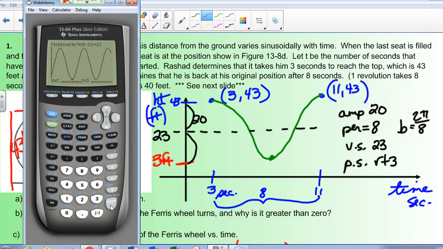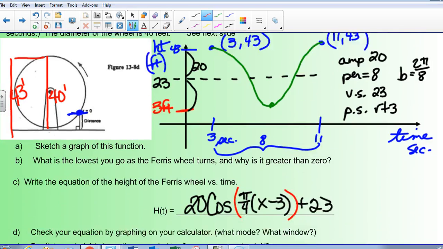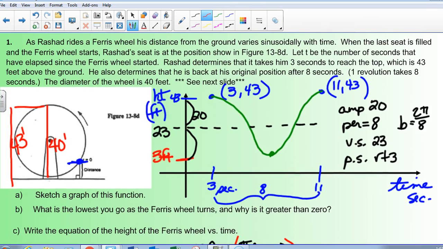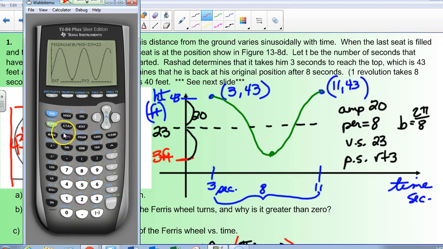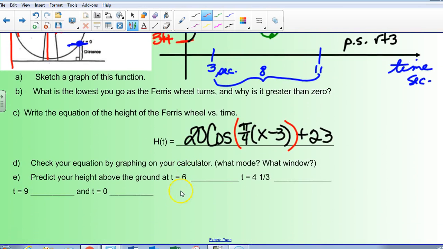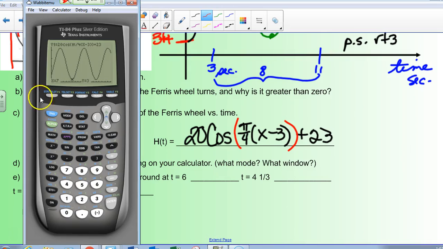Everybody's okay. Anybody having trouble with their graph? Everybody got it to work? We rock this calculator stuff all of a sudden. All right. Now, how can we find our height at all these other random times, like 6, 4 1/3, 9, 0? You could go to the table. You could put it in ask mode and type all those in. I'm just going to trace because that's the way I roll. So I'm going to go trace 6, trace 4 1/3, or 4 plus 1/3.